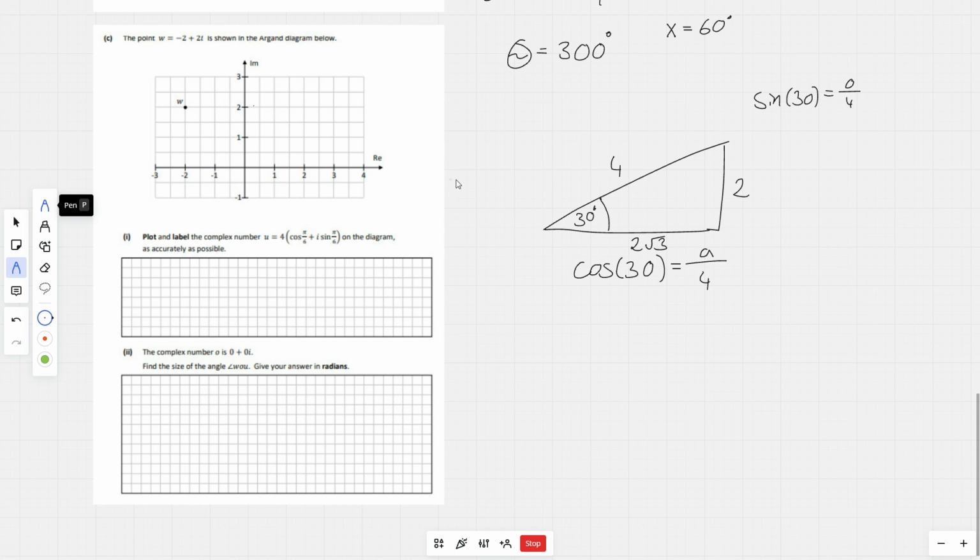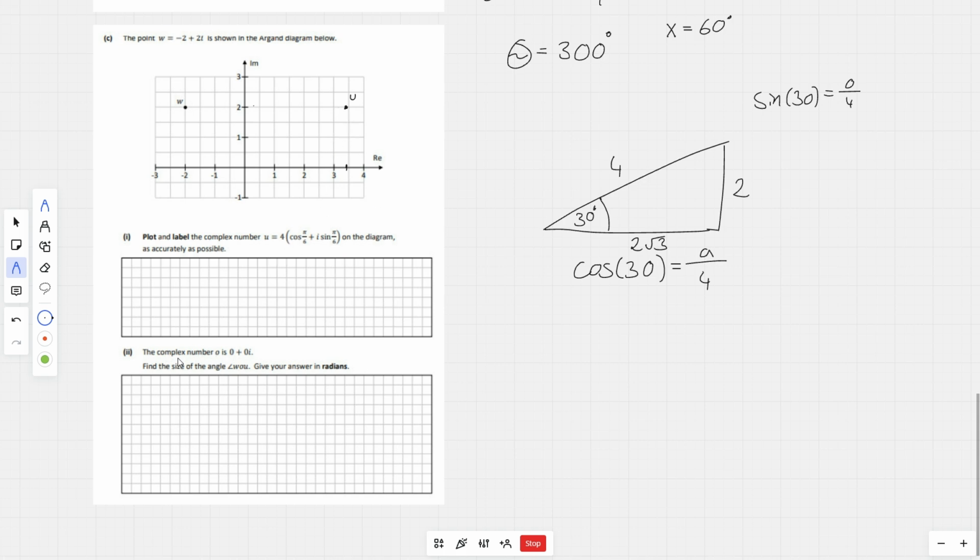So now I'll be able to plot these. I'm just going to check 2 root 3 change. That's going to be around 3.46 on the diagram here. So it's going to be here. And then our imaginary value, our y-axis value, will be 2. So the point will be here. So we'll be able to label this as u. Okay, we've plotted and labeled the complex number u here.